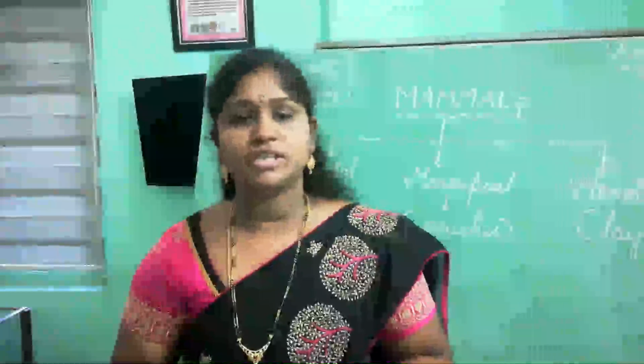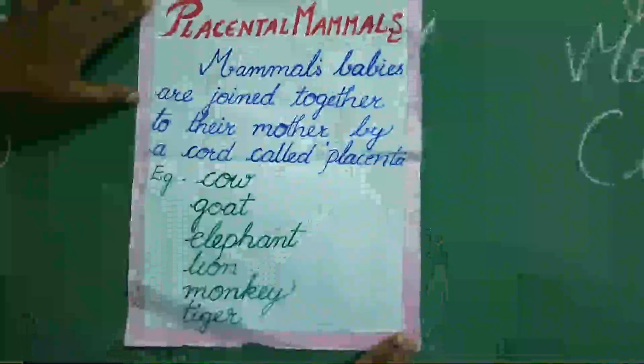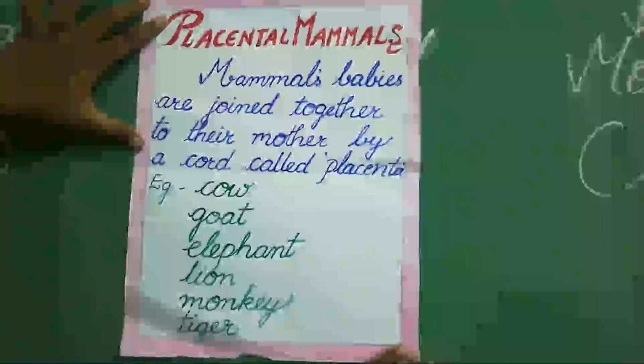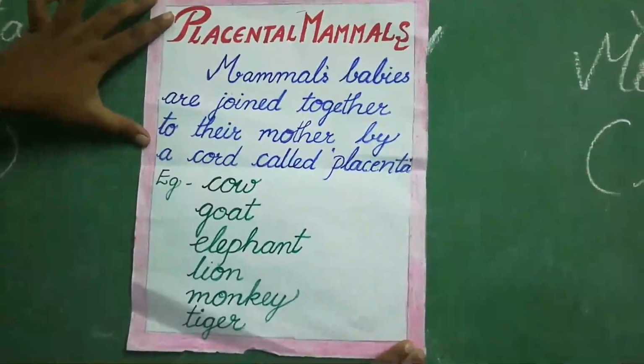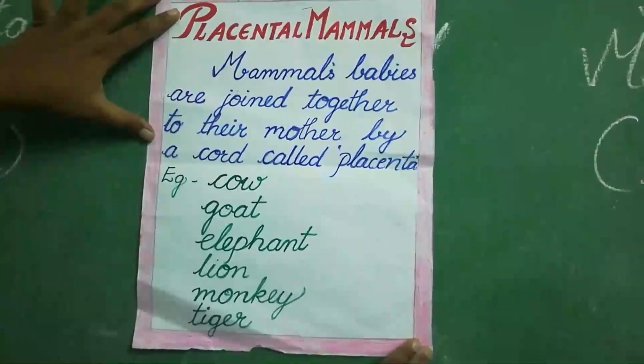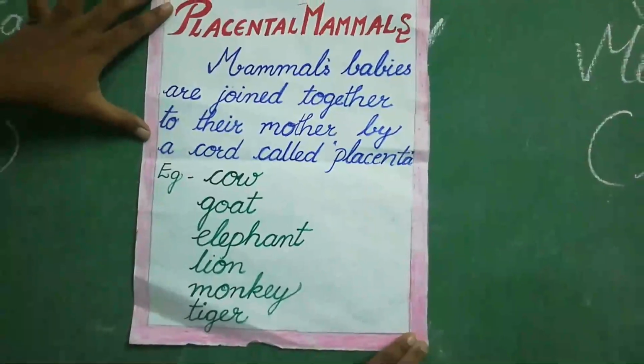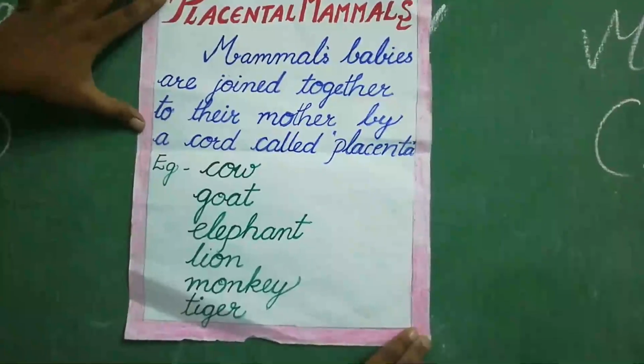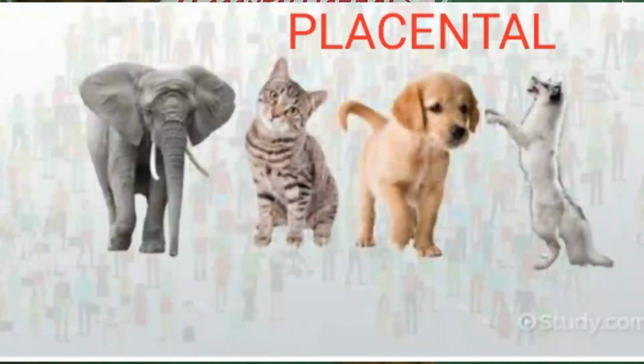Now I am going to show you the chart of placental mammals. See here, placental mammals, babies are joined together to their mother by a cord called placenta. What are the examples of placental mammals? Cow, goat, elephant, lion, monkey, tiger. So these are some of the examples for placental mammals. These placental mammals are also covered with hair, bristles and fur. Now let us go to the second one, that is marsupials.